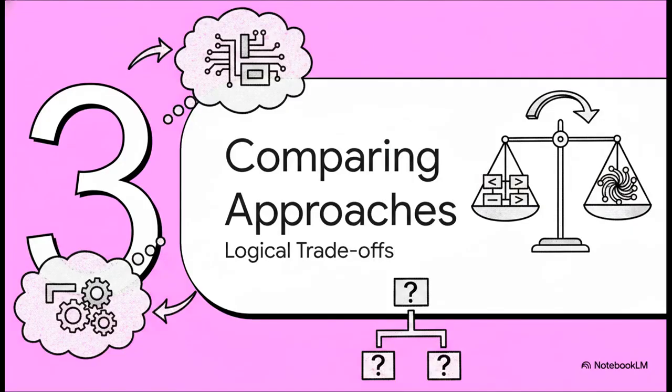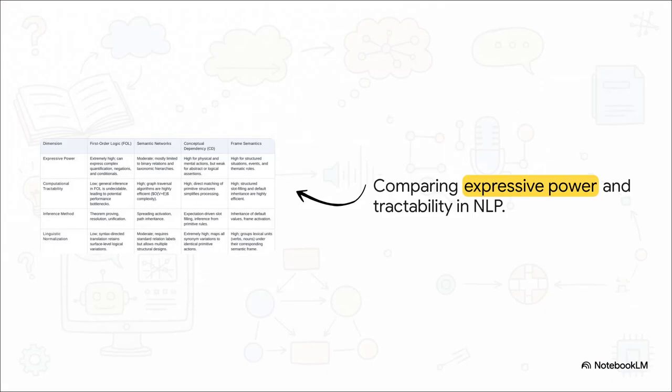Section 3. Comparing Logical Approaches. When we put these classical models side by side, it's a classic tug-of-war. First-order logic has massive expressive power. It handles complex negations and conditionals like a champ, but its computational tractability is terrible. In fact, general inference in FOL is mathematically undecidable, which creates a huge bottleneck if you try to scale it up. Frame semantics, on the other hand, trades away some of that strict logical flexibility to gain high computational tractability. Its structured slot filling makes processing incredibly efficient for practical, real-world applications.